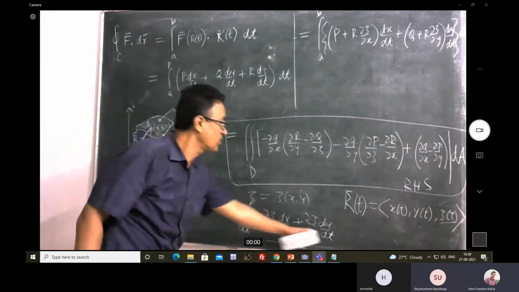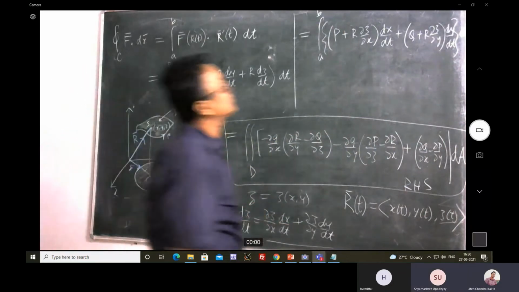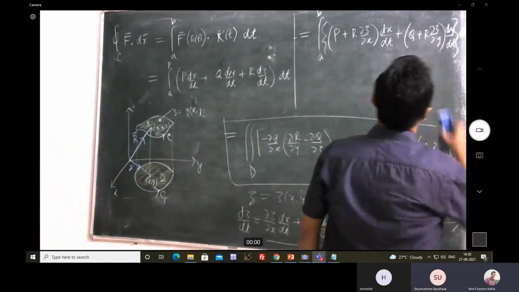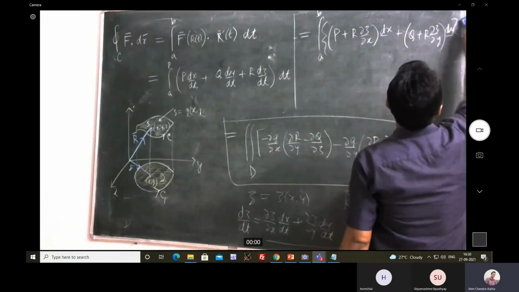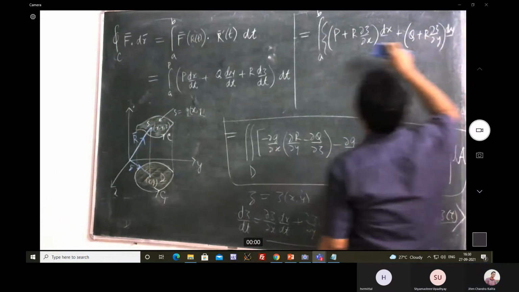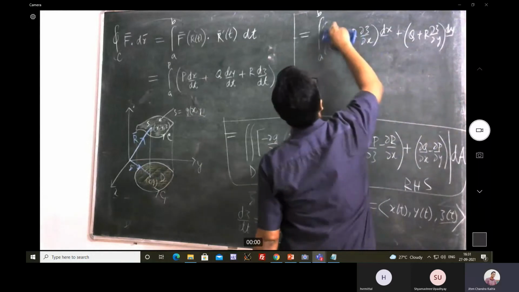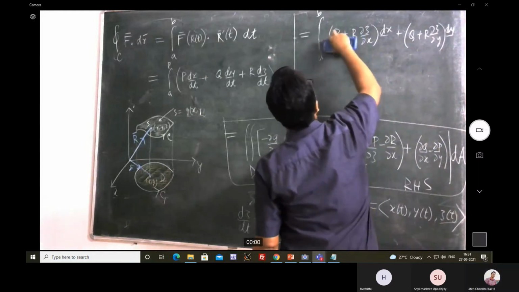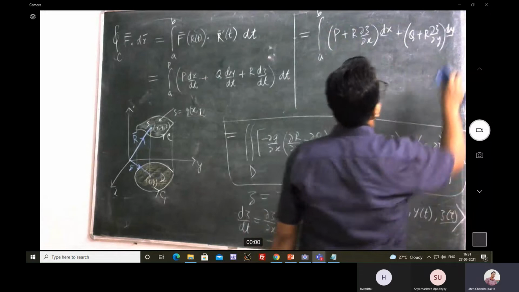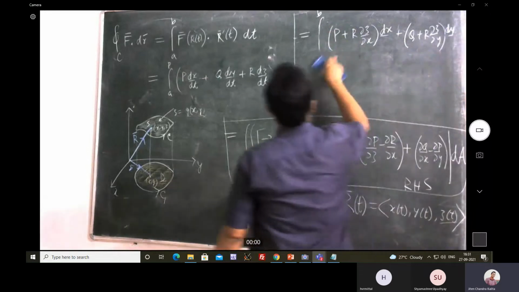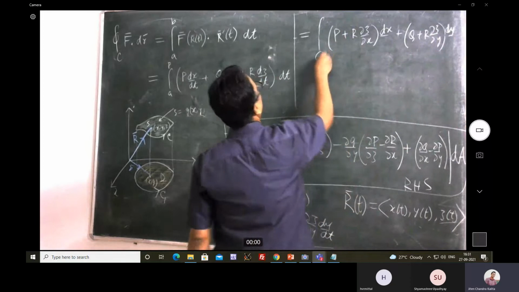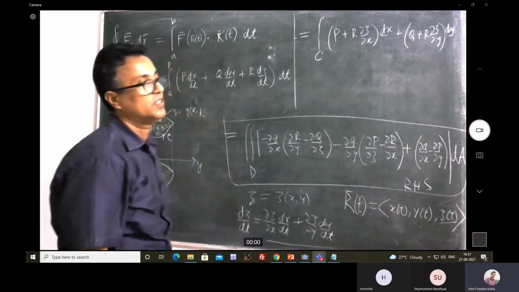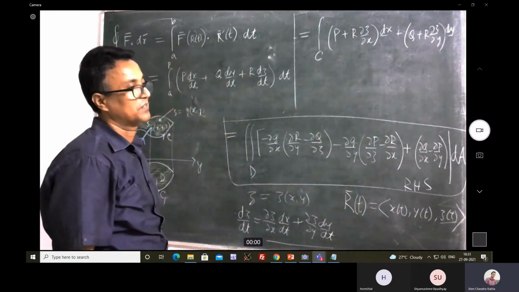I'm simply making use of this. Okay? So now what you can do, you can simply remove this dt. You can simply remove this dt. So then I can simply use this as again over C. Is it okay? Fine.